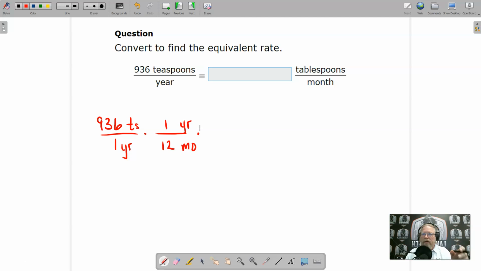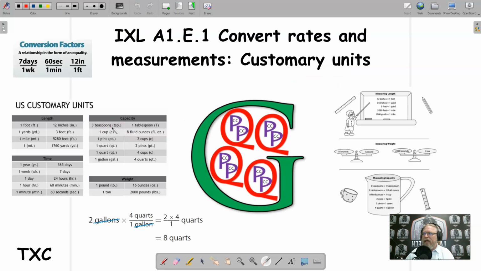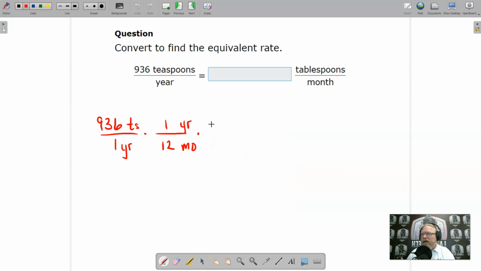Now, here's the tricky one, teaspoons to tablespoons. If I recall, I think it's like 1.5, 2.5. Let's go back and check. Here I have 3 teaspoons makes 1 tablespoon, right here under capacity. So see where these graphic organizers or these unit conversions that we find online help out. 3 teaspoons, teaspoons are smaller than tablespoons, 3 teaspoons is equal to 1 tablespoon. So let's go back and remember that it's 3 to 1.